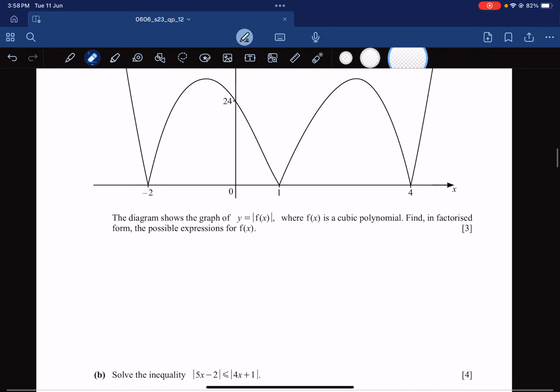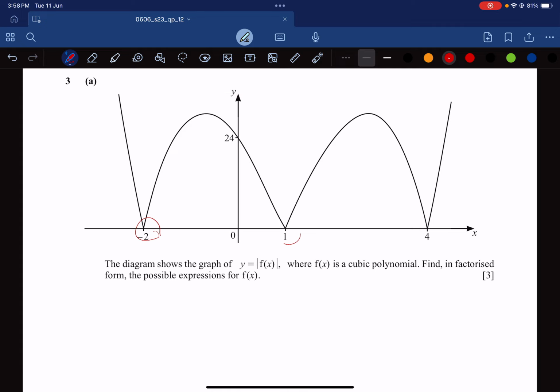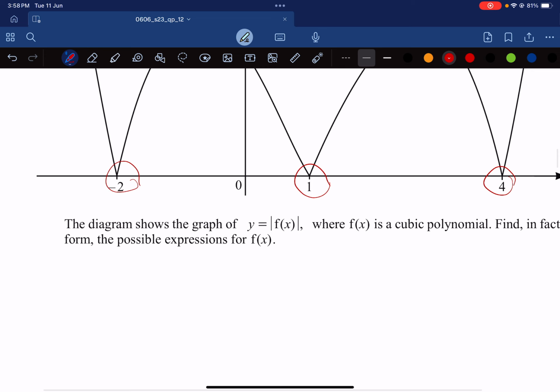Okay, the diagram shows the graph of y equals modulus f(x), where f(x) is a cubic polynomial found in factorized form. We know that this cubic has 3 roots. So the root -2 probably comes from x plus 2. If you have been doing factorization and solving quadratics or any equations by factorization, normally the root -2 comes from x plus 2. The root +1 comes from x minus 1. The root +4 comes from x minus 4.